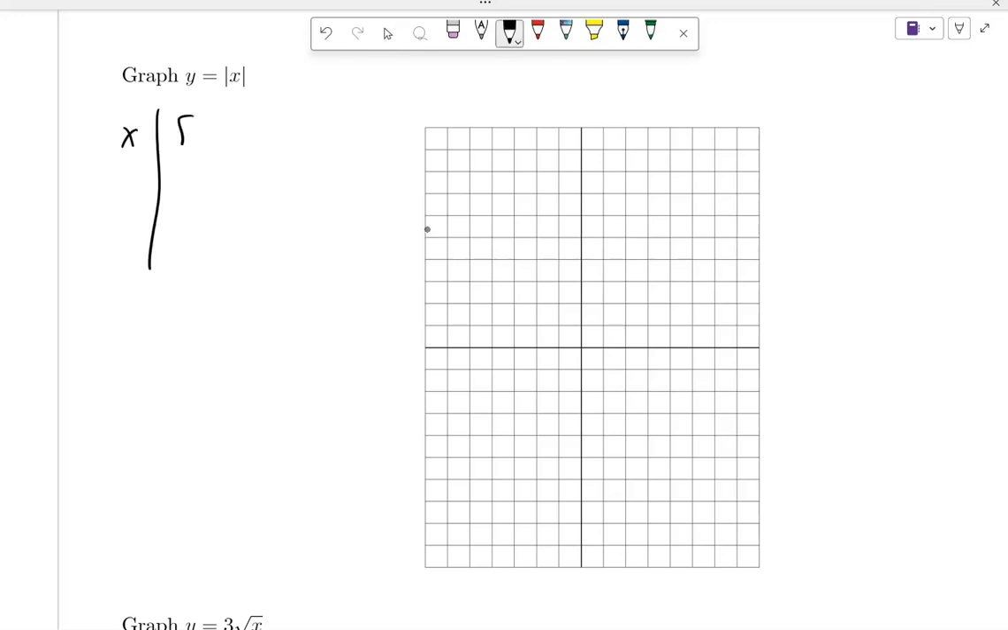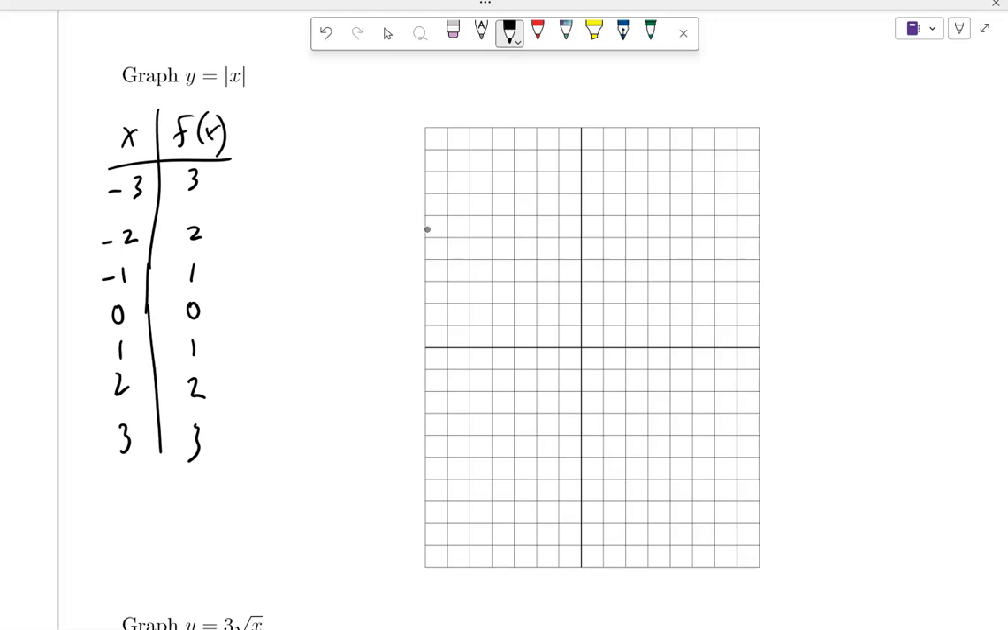So if I just pick some points: -3, -2, -1, 0, 1, 2, 3. When you put in -3, what do you get out? Put in -2, you get 2. Put in -1, you get 1, and then 0, 1, 2, 3, right? Everybody okay with that part? All right. Start plotting some points here.